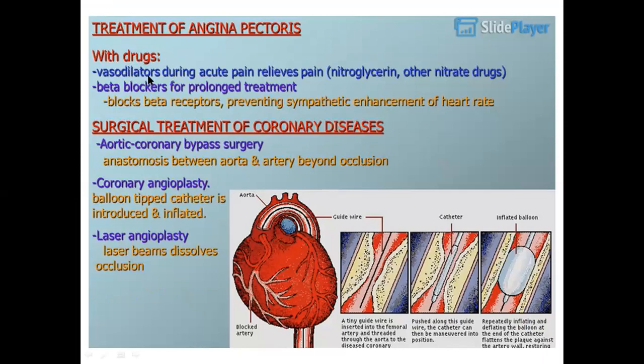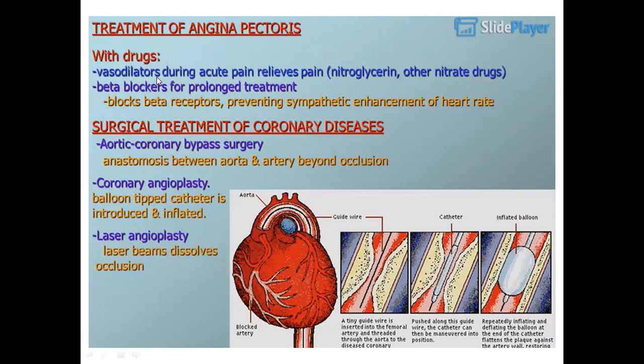You use vasodilators. Vasodilators try to dilate or expand the lumen of the blood vessel. Remember we said that clots and atherosclerosis block the lumen of the blood vessel. So now you need to open up that lumen by taking drugs we call vasodilators. Examples are nitroglycerin, or any other nitrate drug, which can be used to treat a patient with angina pectoris.